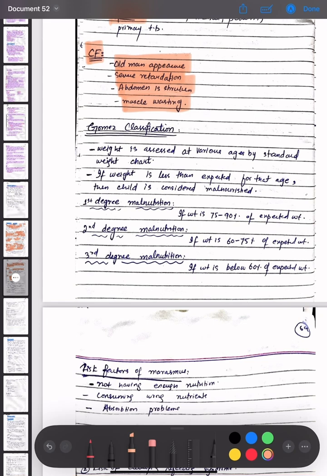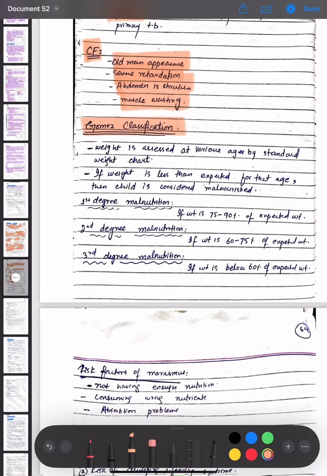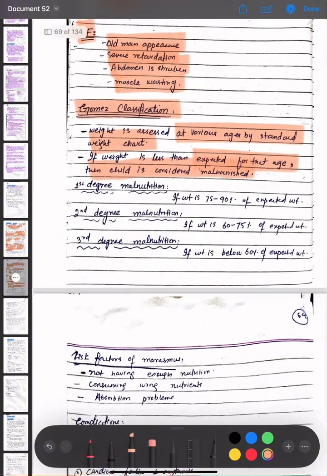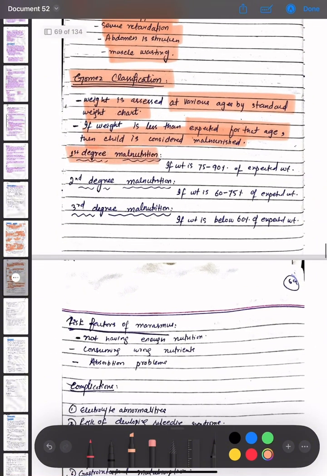Now we have the Gomez classification for marasmus, that is weight is assessed at various ages by standard weight chart. If weight is less than expected for that age, then the child is considered malnourished. So first degree malnutrition is if weight is 75 to 90% of the expected weight. Second degree malnutrition is if weight is 60 to 75% of the expected weight. Third degree malnutrition is if weight is below 60% of the expected weight.